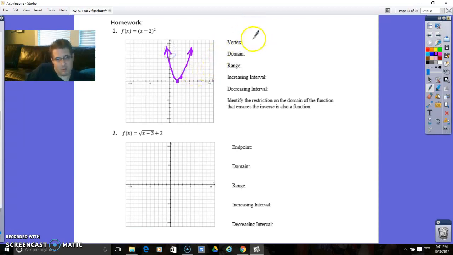Vertex at 2, 0. And the domain would be all real numbers. The range will be anything greater than 0. Increasing interval is anything greater than 2. Decreasing interval is anything less than 2. Restricting the domain would be anything greater than 2. This one, square root, so it's got a translation of right 1, 2, 3, and plus 2. Sorry, I've got to do both.